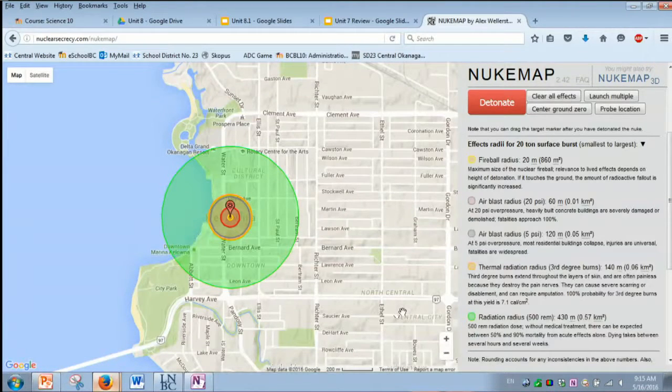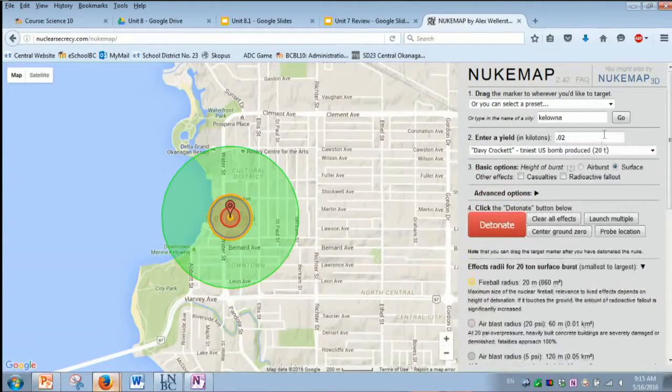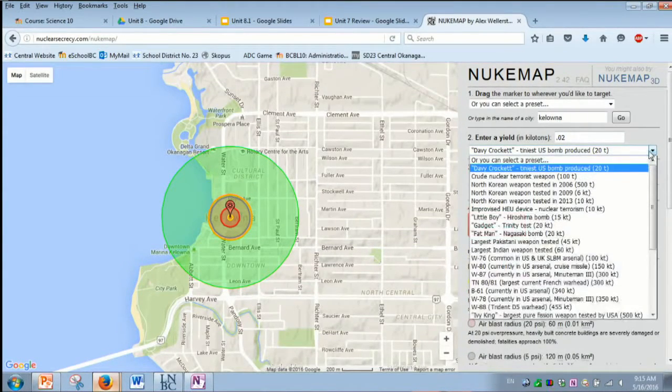So that's a really small bomb. That's the smallest bomb that the United States has. They have conventional bombs, ones that aren't nuclear, that can do more damage than that. So that's a relatively small bomb. So let's ramp it up a little bit.